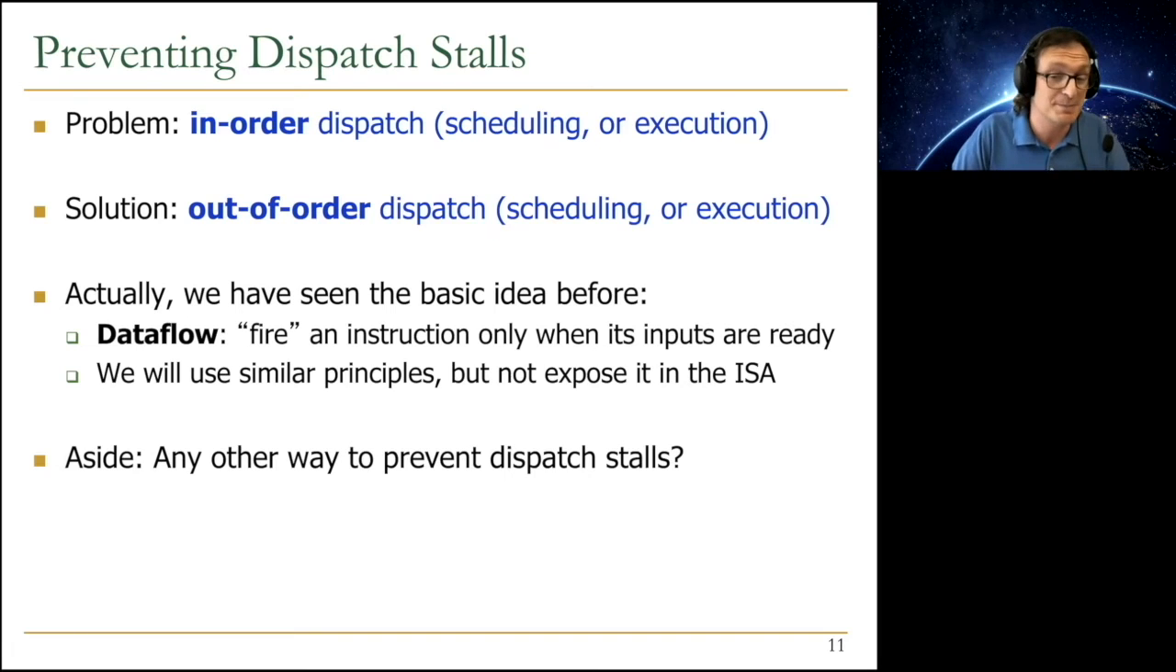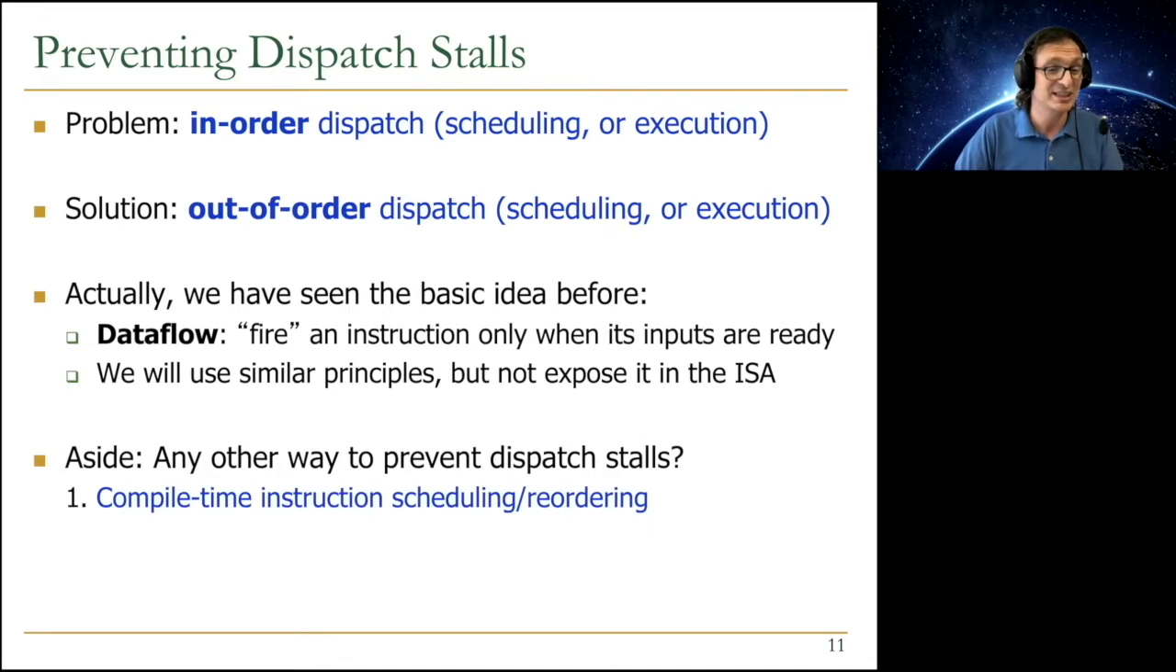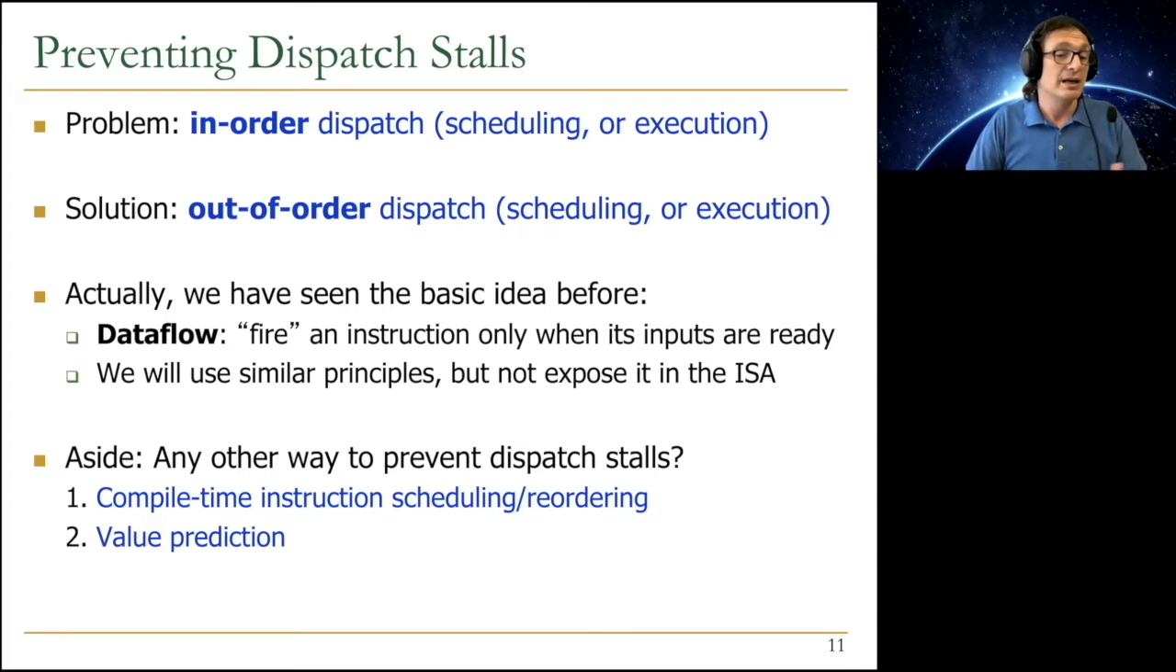Okay, before we go into dynamic scheduling a little bit more, let me ask the question: any other way to prevent dispatch stalls? We have actually discussed this in the last lecture. We could do compile time instruction scheduling and reordering, but this may not work well, as we discussed. This is very difficult if you have very long latencies and variable latency operations. Value prediction is another potential solution, but this complicates the pipeline, as we discussed, right? You predict the value you're dependent on, even though the value may not be available. And if you mispredict, then you have a problem. Prediction accuracy needs to be reasonably good for this to work, and reasonably good prediction accuracy is hard to achieve.